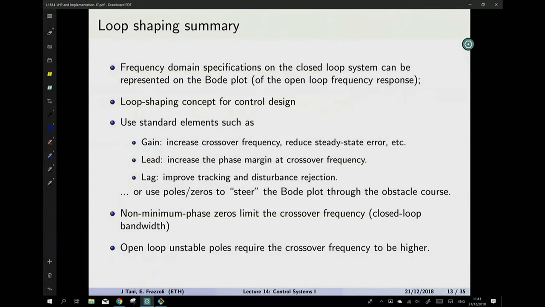So what about this? What's the summary? Well, the summary is clear at this point. Loop shaping is powerful. It boils down to defining what these obstacles are, and you can steer the open loop transfer function by placing gains, poles, and zeros, combinations of which are called lead or lag elements, at the right spots of the frequency domain. Once you have non-minimum phase zeros or open loop unstable poles, things become challenging.